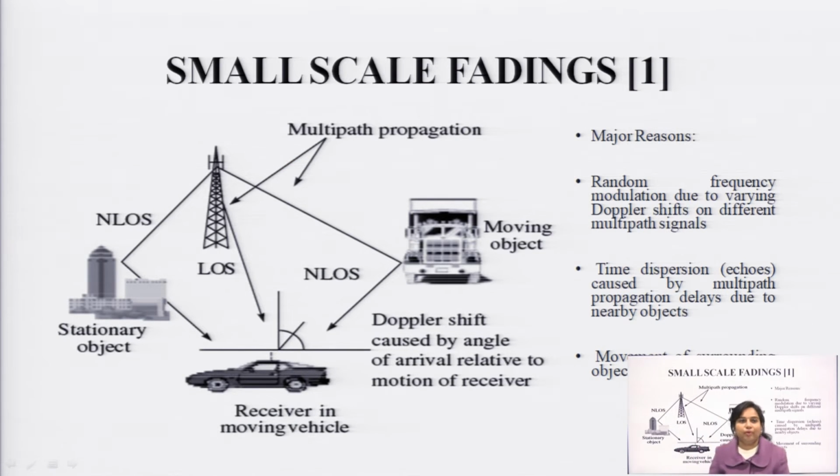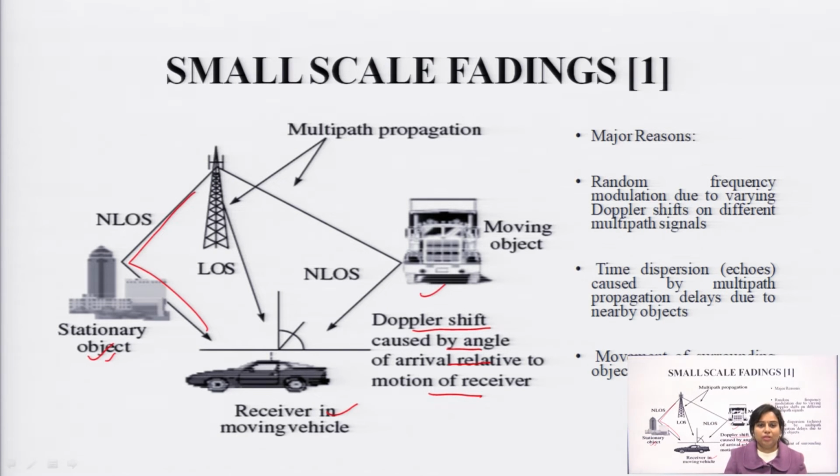In the case of small scale fading, you can see that this is a stationary object, and this is the receiver in a moving vehicle. This is the Doppler shift caused by the angle of arrival relative to the motion of the receiver. Since no direct line of sight exists, the signal impinges on a building. Non line of sight also exists between the transmitter and receiver, because there is a moving object, which is not stationary. When the receiver is moving, there exists a Doppler shift.